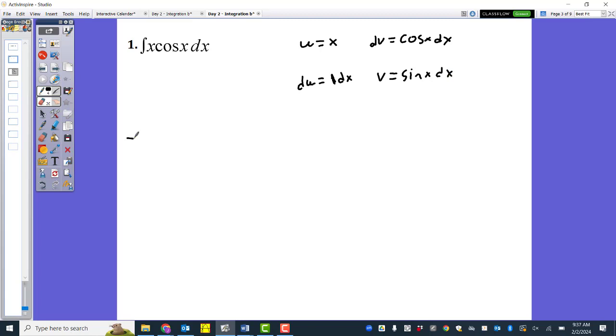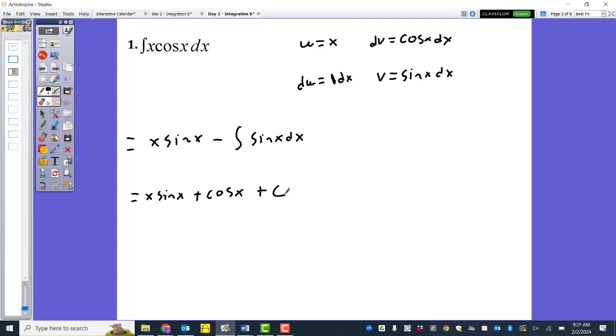So we apply that formula. We say u times v, x sine of x, minus the integral of v du, which is sine of x dx. And then we just integrate sine of x dx. So x sine of x minus the integral of sine of x dx is negative cosine x, so plus cosine x, and then plus c. And that would be our integral. And if you actually took the derivative of this integral, you'd end up with the x cosine x that we had.